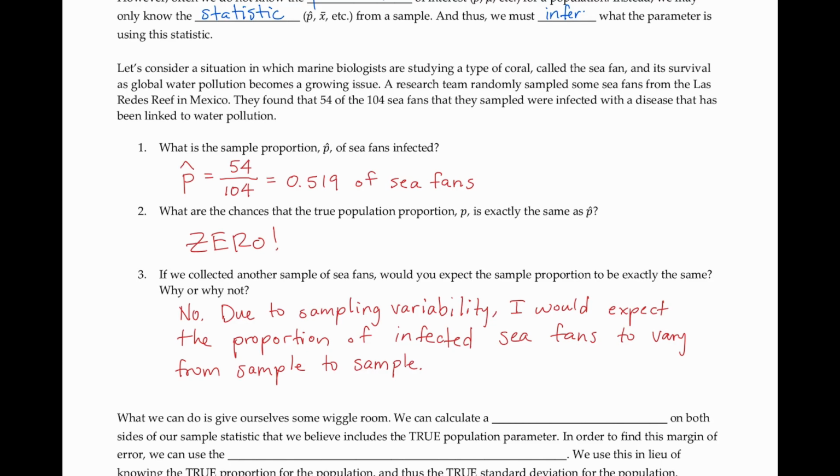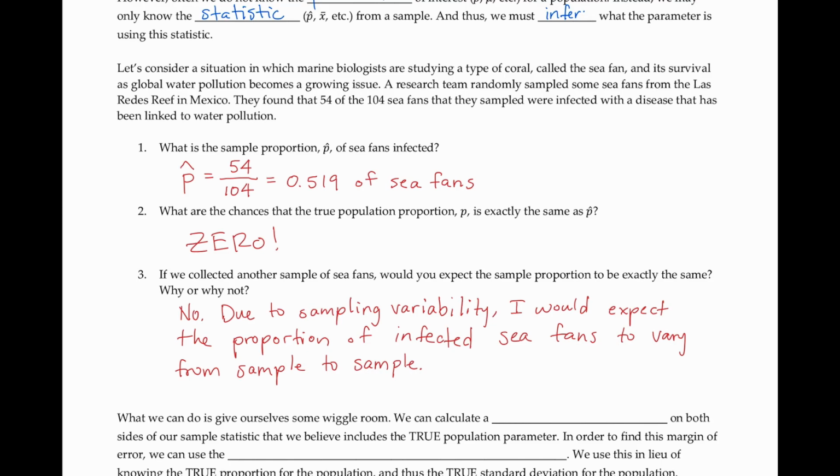All right, so hopefully you said something like this. No, you wouldn't expect it. We have sampling variability, if you recall, and so that means as you pull sample to sample to sample, you would expect your measurement you're interested in to be different. In this case, the proportion of infected sea fans will vary from sample to sample, which adds evidence to the answer to number 2 as to why we can be pretty certain that our population proportion will not be nabbed perfectly by any sample we collect.